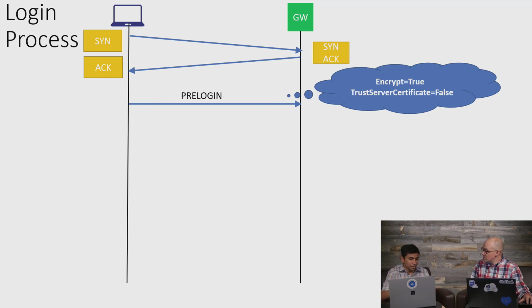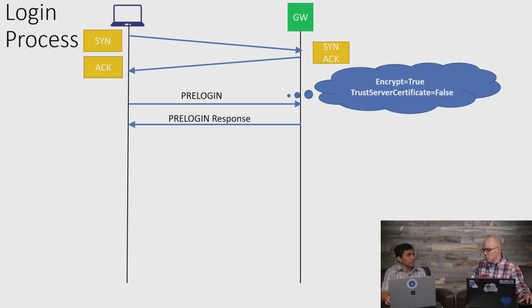The interesting feature here is that, as a best practice, we want you to use encryption, which is set by putting encrypt equals true in the connection string of your application. The other part we want you to do as a best practice is trust server certificate equals false. This forces the client to verify the certificate that you get from the gateway node. That way you won't have any chance of spoofing or man in the middle attacks. Okay, that makes perfect sense.